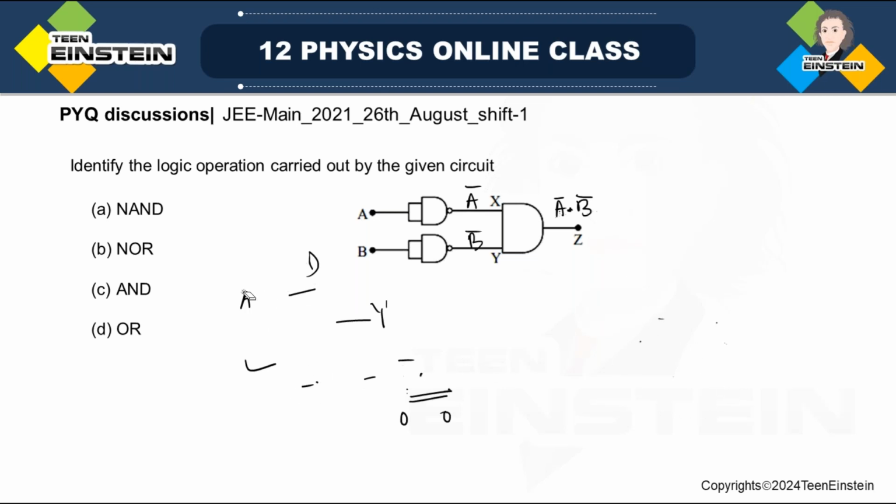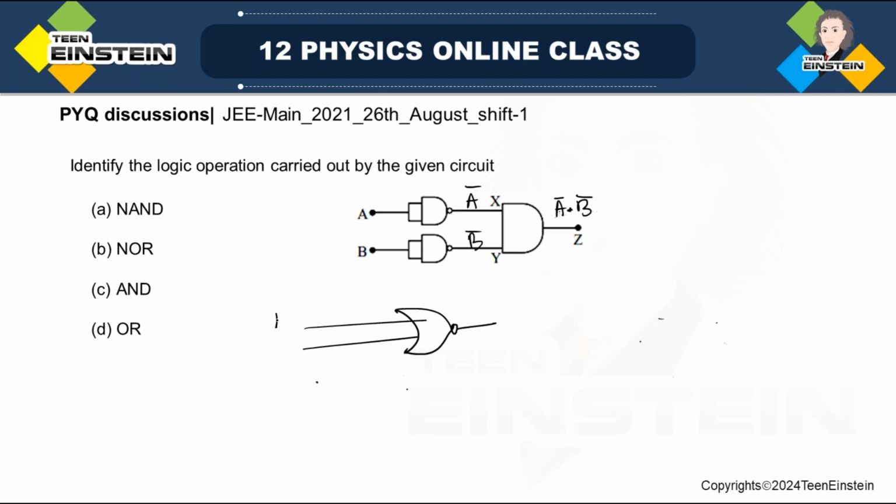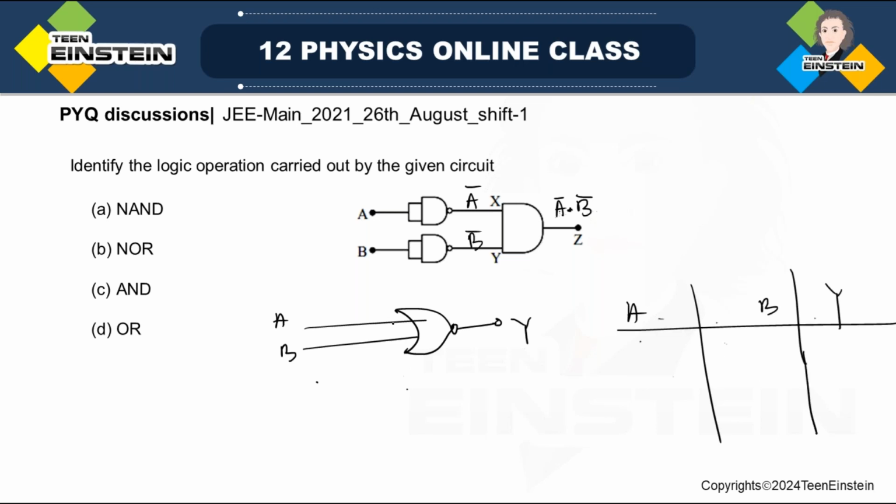So if this is NOR, let me just give you, no need to mug up for solving this problem. So if this is NOR, you have two inputs A and B. Suppose this is Y, A, B and Y. So look, the output is A plus B whole bar. So A plus B whole bar will actually be A bar B bar, A bar dot B bar. So this is actually the output we are getting here.